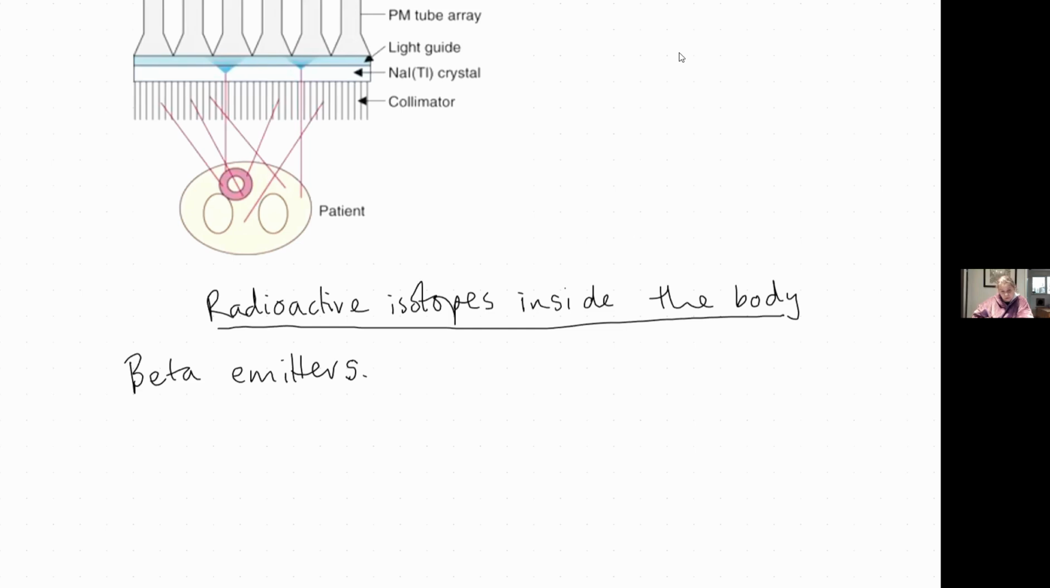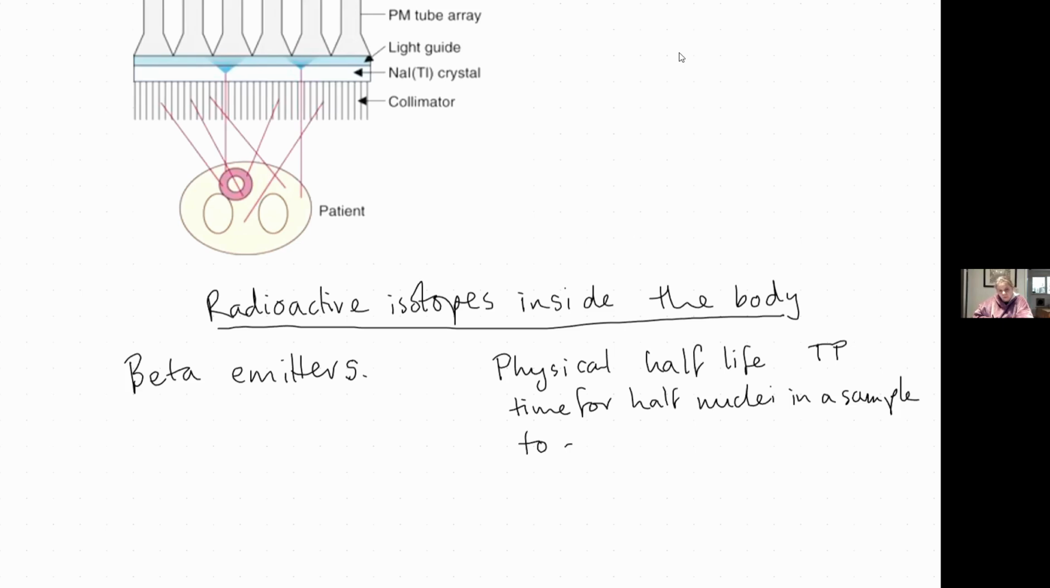So there is the physical half-life. This half-life is the one that we are used to. So this is the one that we would talk about when, as a physicist, you talk about the half-life of an isotope. It's given the symbol TP, and it's the time for half the nuclei in a sample to decay. So it's exactly what we mean when we normally talk about half-life.